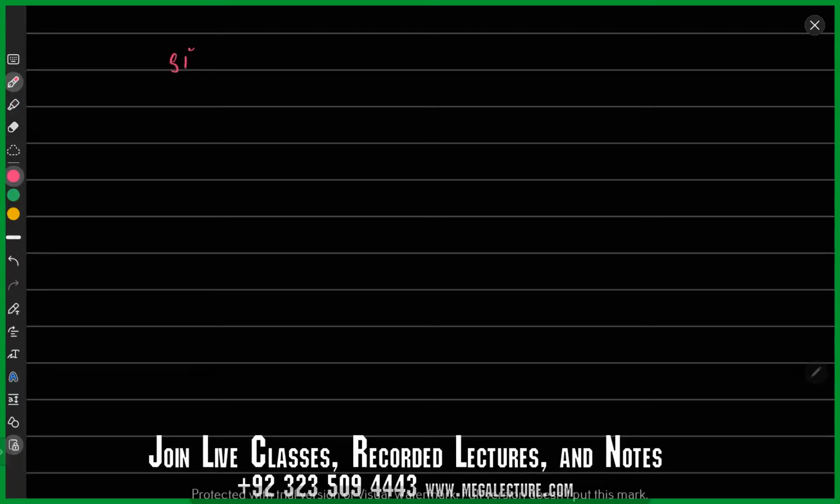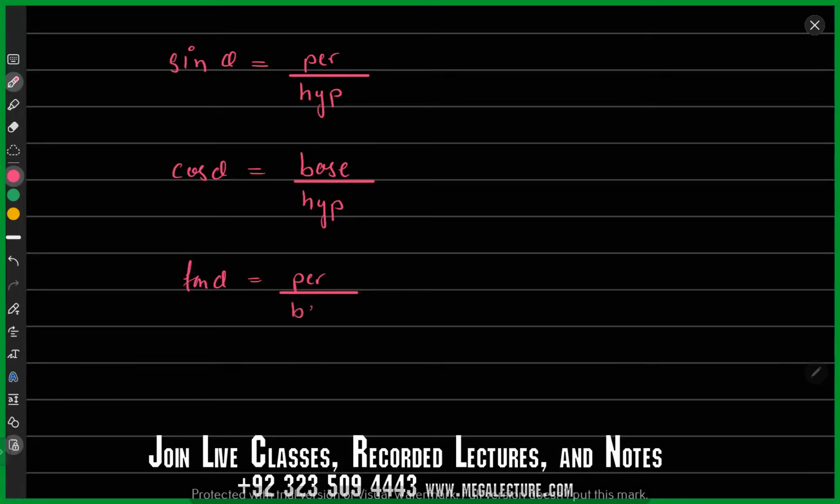sine theta is equal to perpendicular over hypotenuse. Everything would get clear, just relax, okay? Cos theta is equal to base divided by hypotenuse. And then tan theta is equal to perpendicular divided by base. Now, those who are looking at it for the first time, it's completely fine. Everyone has to look at it for the first time.